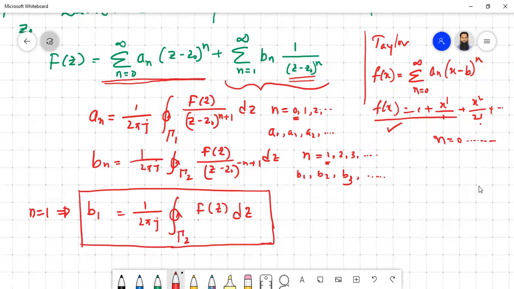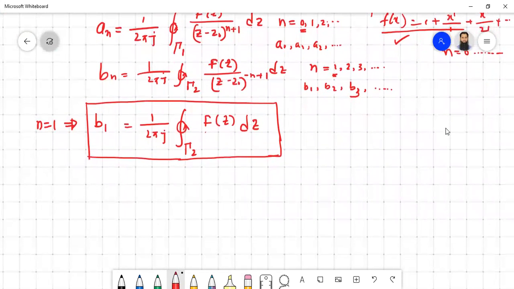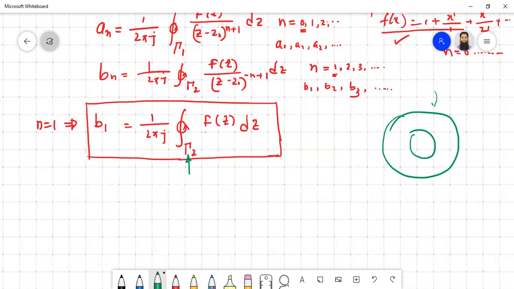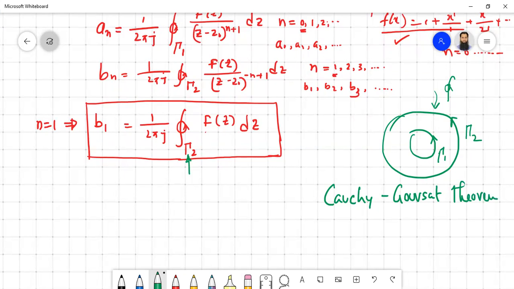Let's proceed with the formula. As you can see, this is actually referring to the inner circle. But we are actually interested in the outer circle because that will give you the complete closed circle integral. So if b1 is for the inner circle, can we somehow link it to the outer circle or not? That is what we have to see. And that will be helped by the theorem known as the Cauchy-Goursat theorem, which will help us take this encirclement to the outer circle.